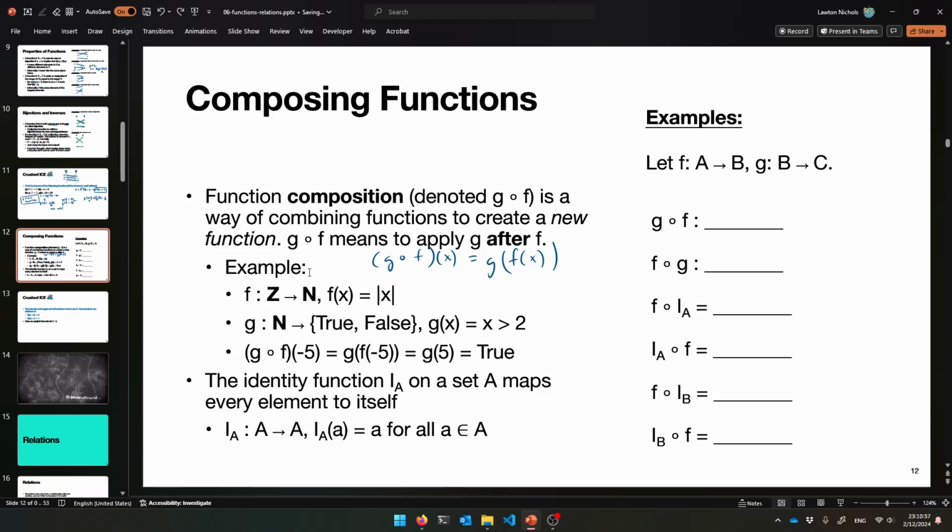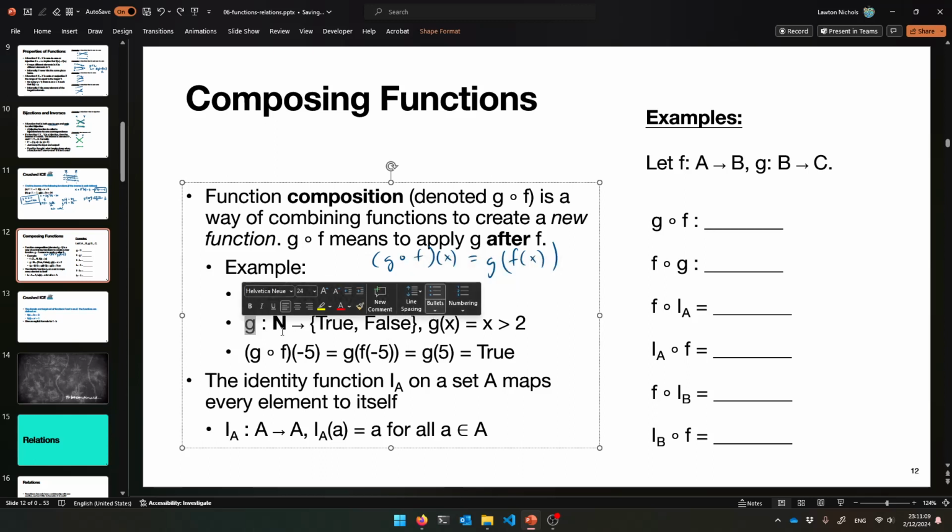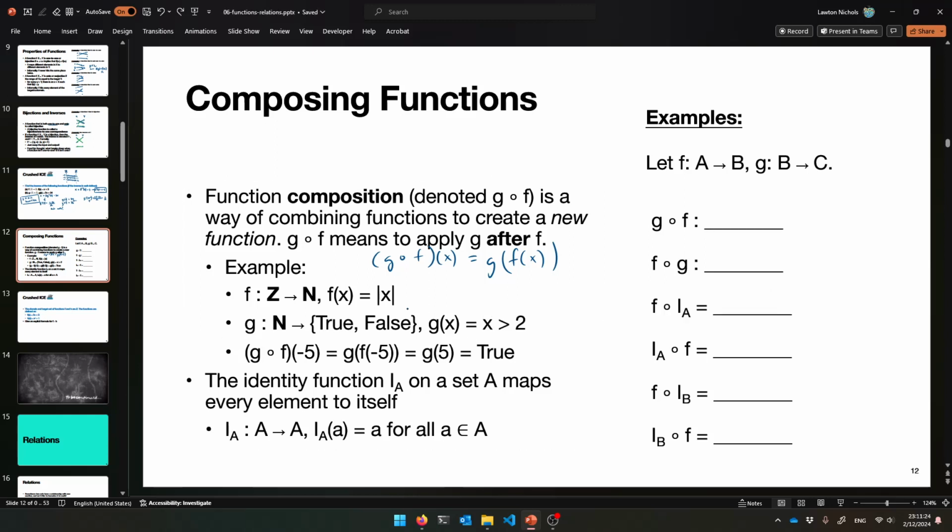That's important. So here's an example. Let's say that f is a function from integers to natural numbers. Let's define it to be the absolute value function on integers. And then let's say that g is a function on natural numbers that goes to a Boolean, true or false. g of x for some input natural number is: is that number greater than 2, true or false? And their composition, g after f, is the only way you can do it, by the way, because you have to do f first to make an N, and then g works on N's.